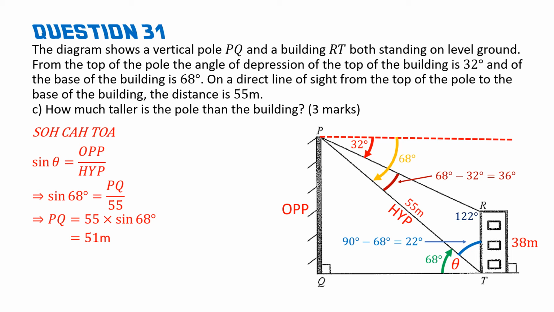That's not what the question wants us to find though. We want to know how much taller is the pole than the building. So we want to know what's the difference between our 51 meter high pole and our 38 meter high building. So the difference is 51 minus 38. That's a difference of 13 meters. All right, so the question is how much taller is the pole than the building? The pole is 13 meters taller than the building.